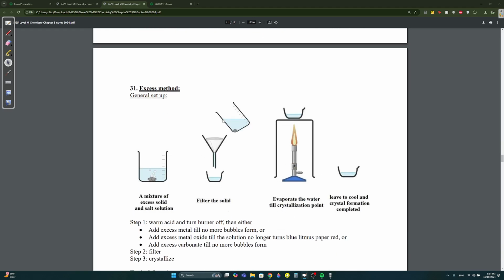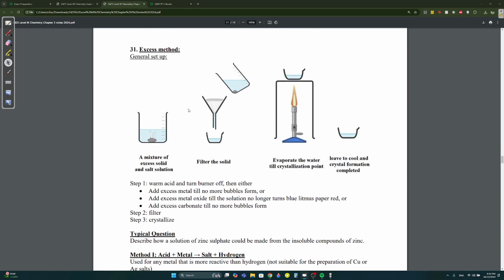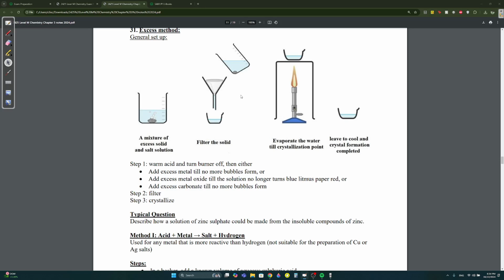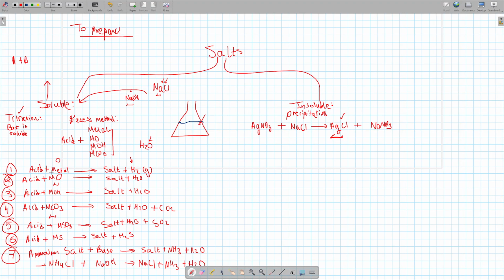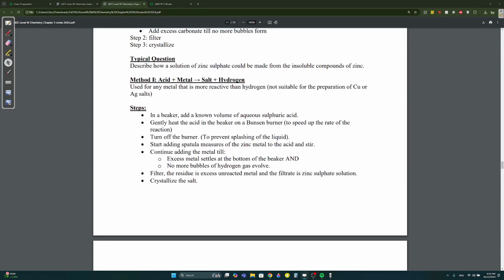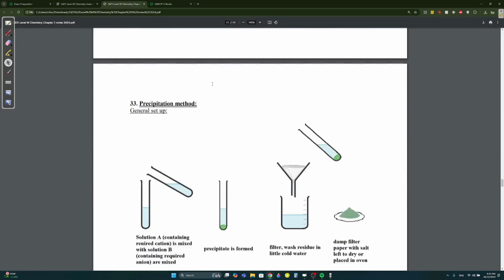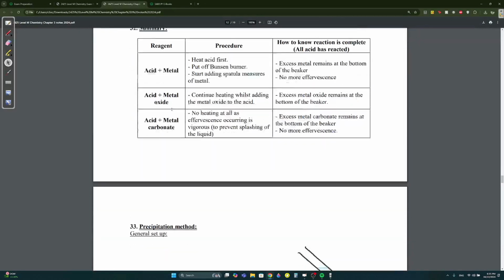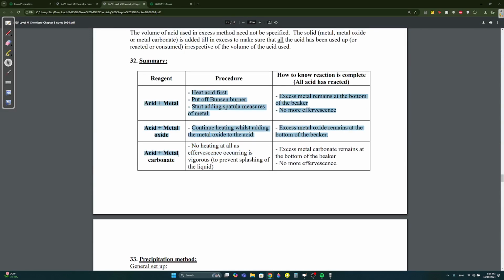Okay. This is just the excess method. Excess method is basically doing these reactions. You have an acid and you add any of these. You can go read this if you want. They basically went through it. They used these 3 only. They skipped metal hydroxide, I think because they mean metal hydroxide is metal oxide. So you need to know this. This is very important. Okay?